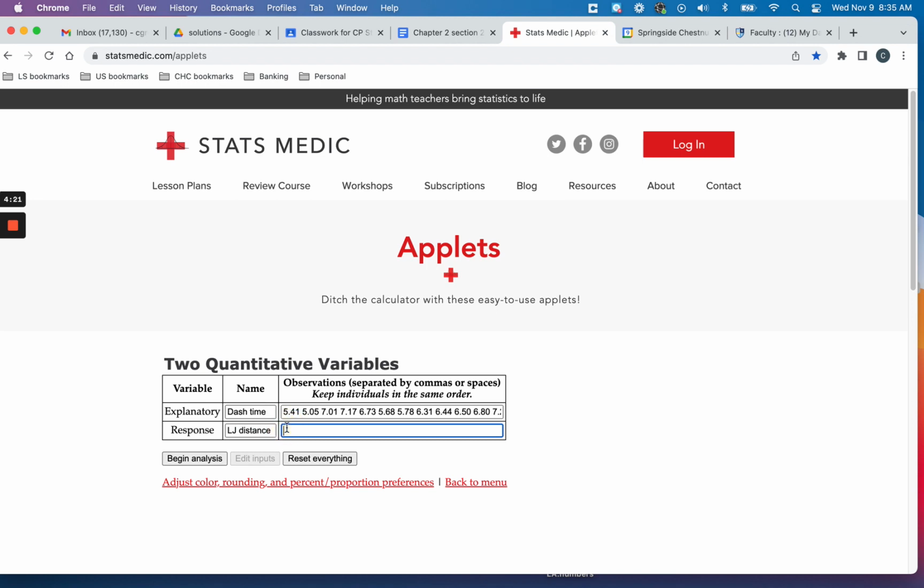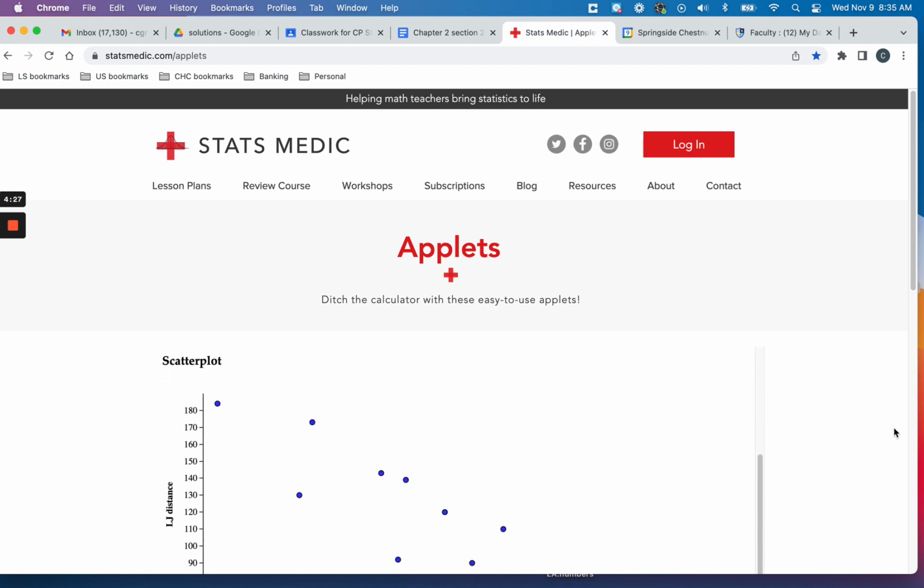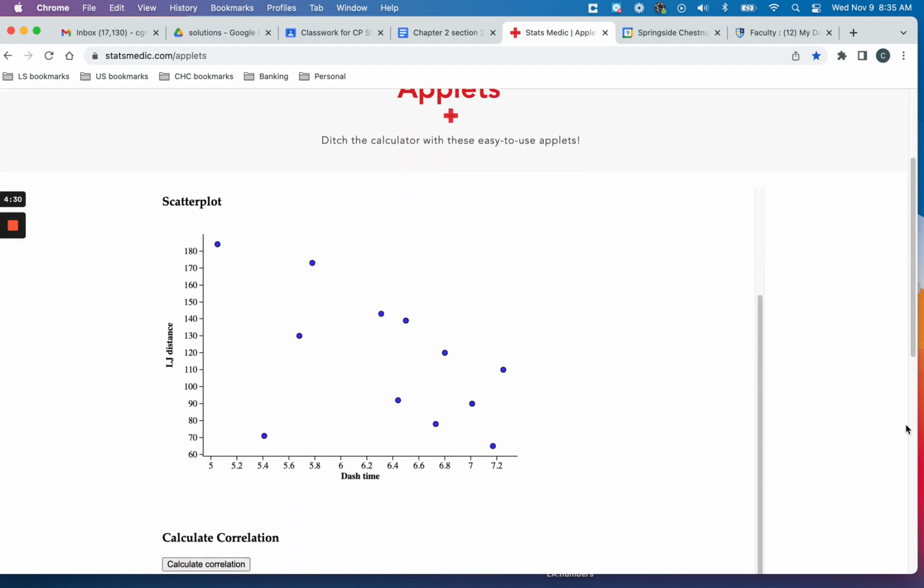I paste that in. And again, the key thing is that the data is separated by spaces or commas. And then there's the scatter plot. If we look at this, I couldn't fit a straight line this way. I sort of could fit a straight line this way, but based upon this data, it's a negative relationship, because as the dash time increases, the long jump distance goes down.